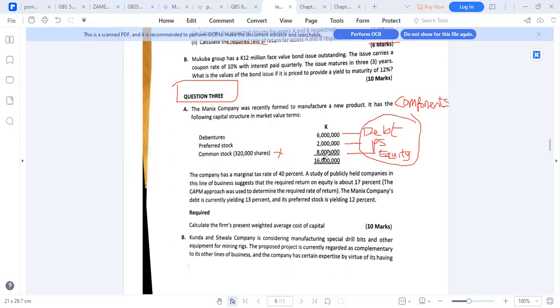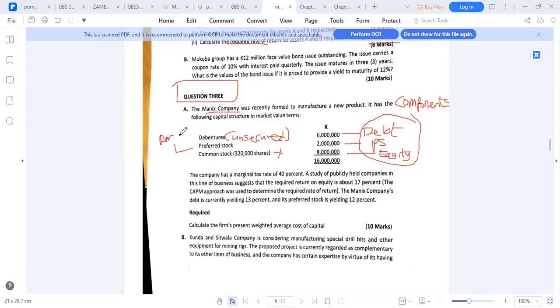So these are the components of the capital structure. The capital of this Manix company has debt of 6 billion, which is debenture and secured borrowing. So this is called unsecured borrowing, so there's no security. And then we can also look at the other aspect, where we get to preferred stock. These are part-time owners.